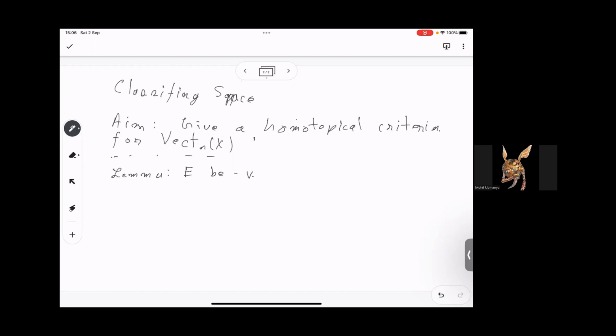Let E be a vector bundle over X. Then there exists a trivial vector bundle X cross W and a surjective map X cross W to E. The proof: choose a finite cover.